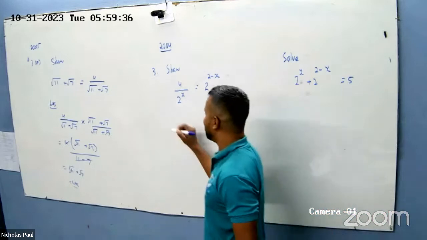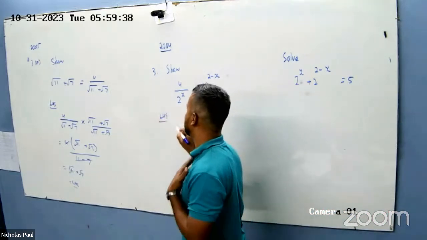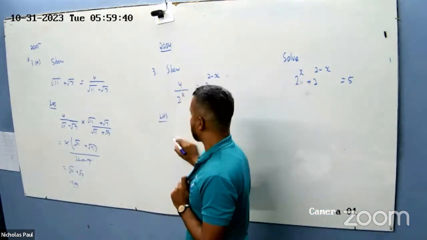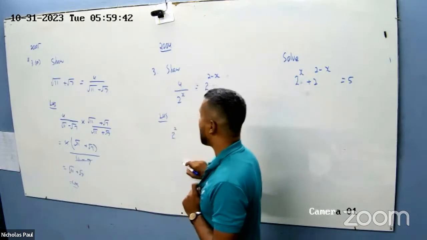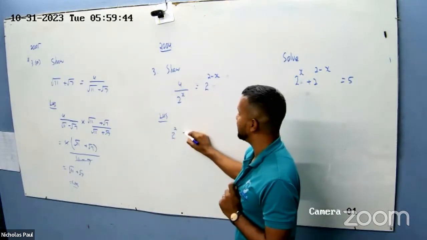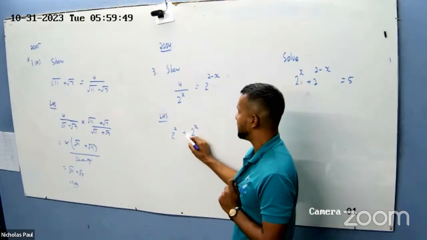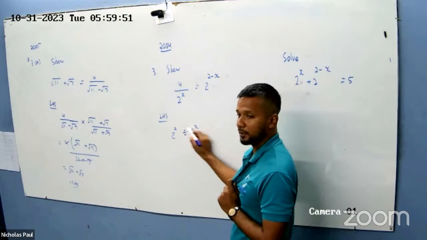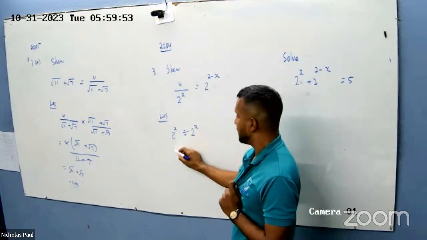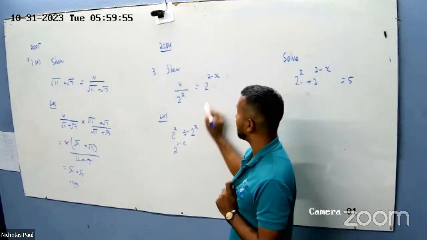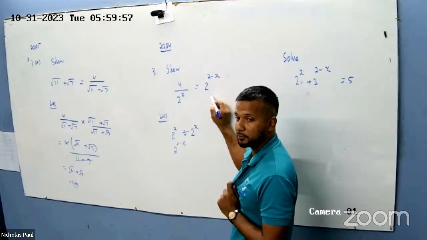Right? So you take the left hand side here, and 4 is what? 4 is 2 squared, right? This symbol here means divide 2 to the x. Same base, division sign, so we minus. So you'll get 2 to the 2 minus x. That's all they want.